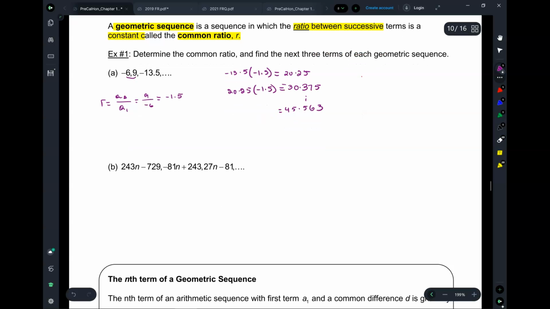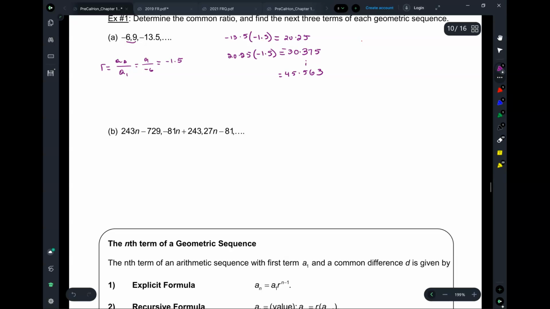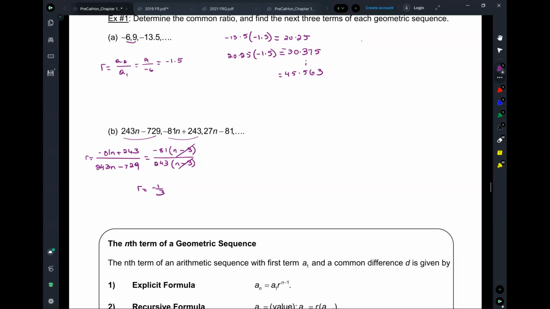Okay, this next one is given in terms of expressions. So you take this over that, and R is negative 81n plus 243 over 243n minus 729. And guess what? You can factor out a negative 81 from the top, and you get n minus 3. You can factor out a 243 from the bottom, and you get n minus 3. Oh my gosh. So R is negative 1/3. Isn't that funny?